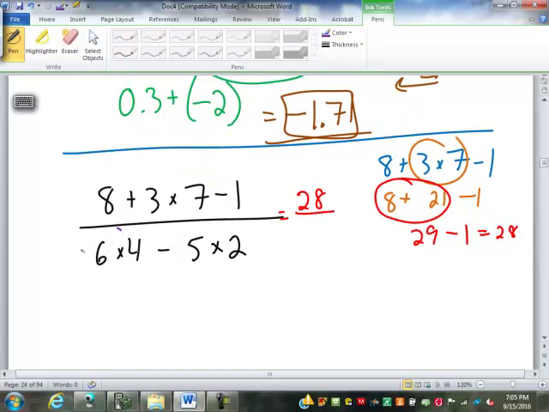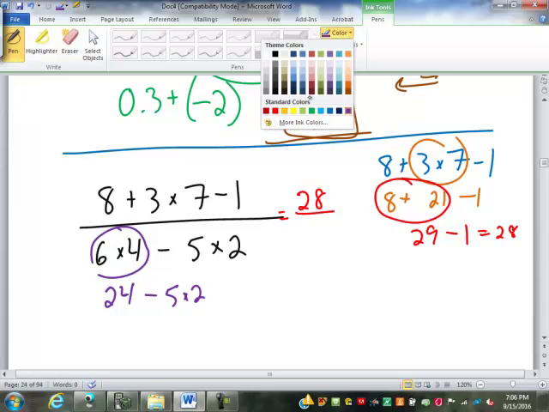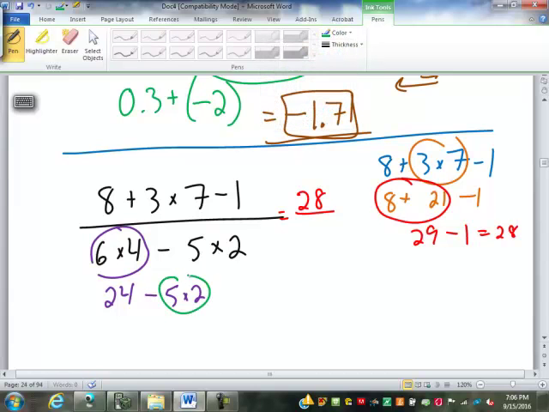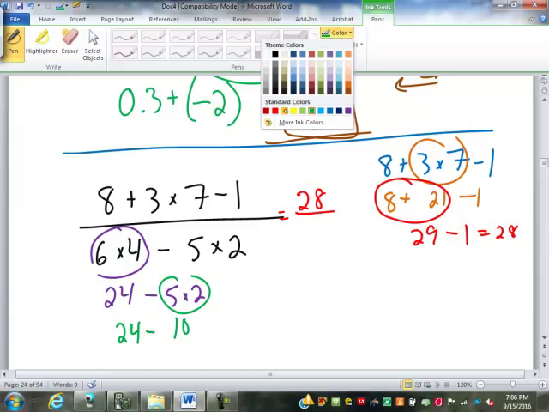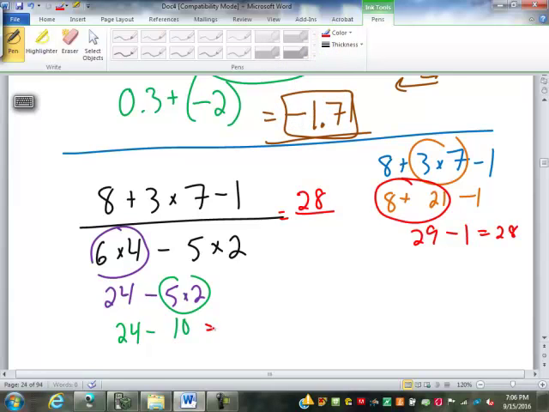We go to the bottom. Multiplying first. 6 times 4 is 24. And then 5 times 2 is 10. And then 24 minus 10? 14. Now what? 28 divided by 14? It's 2.